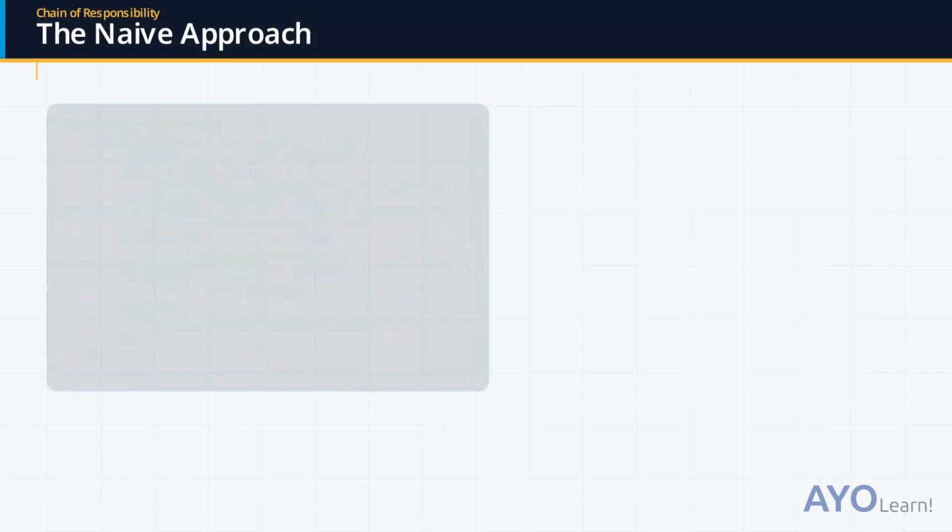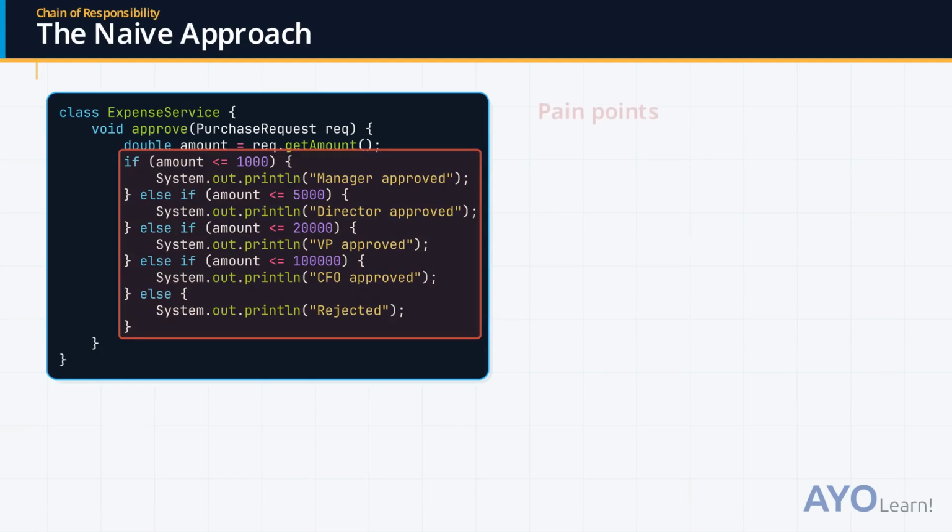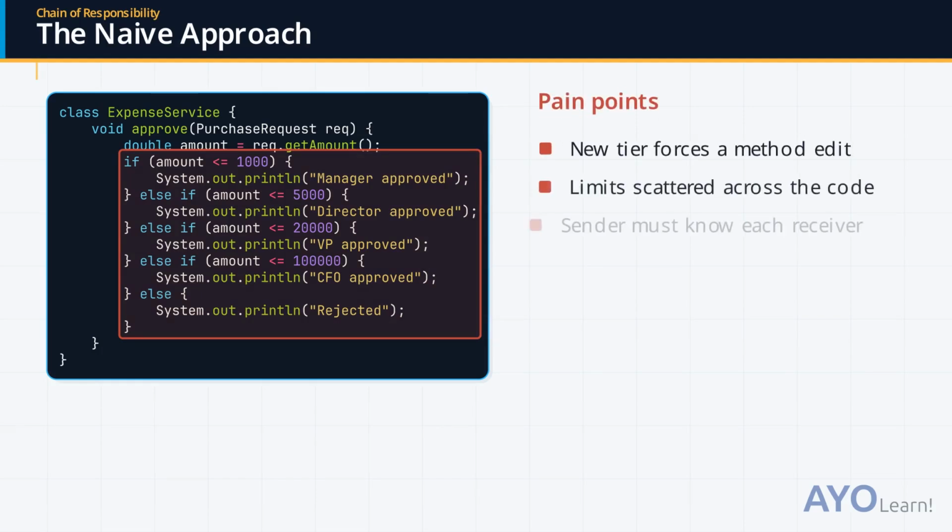Look at this approve method. A deep nested if-else ladder compares the expense amount against limits hard-coded right here, then prints which role approved. Every new approval tier forces us to edit this method. The limits are scattered, and the sender must know every possible receiver.